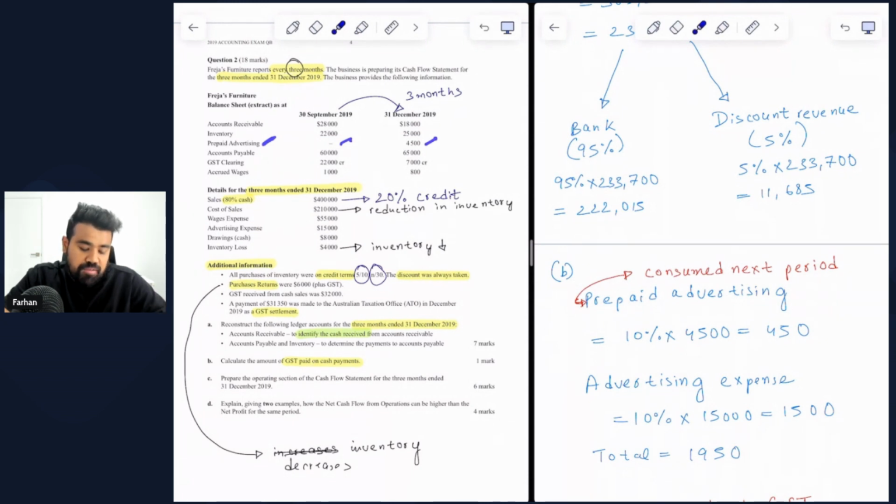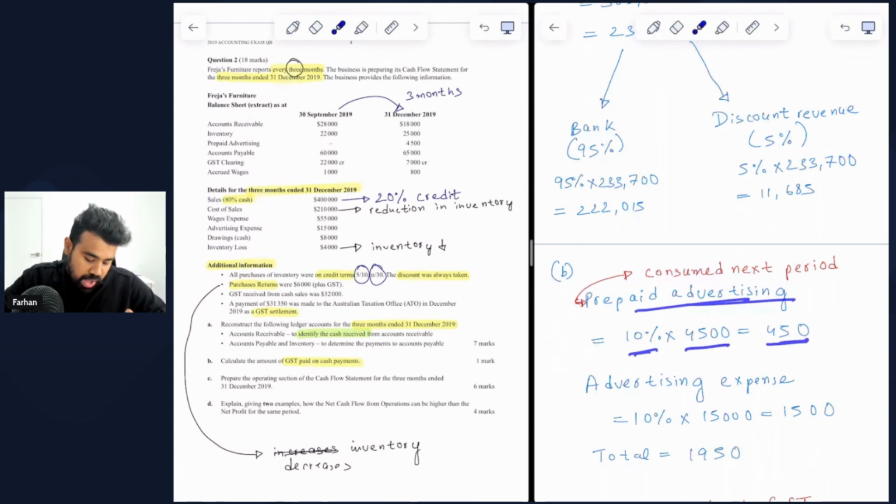So prepaid advertising of $4,500 at 31 December 2019 refers to a current asset which hasn't been consumed yet, but will be consumed in the next period. And this is the advertising that we paid in advance, which means some cash has gone out of the business. So this is a cash payment. So this prepaid advertising must include a 10% GST. So that will be 10% multiplied by 4,500, which gives me 450.